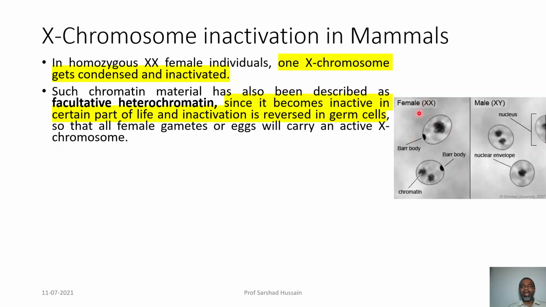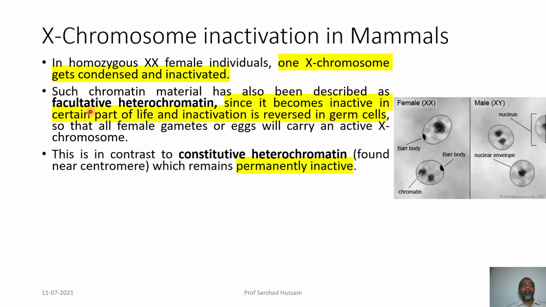both the eggs must receive an active X chromosome, because when this X chromosome fuses with the Y chromosome of the male, both of the X chromosomes must remain active, so that either gamete, when fused with the male gamete, must produce a healthy fertile male. It must not have some abnormality due to inactivation of one of the X chromosomes, and in the female also. So, it means that this inactivation of one of the two X chromosomes in the female is not permanent. It is reversed when the gametes are produced in the germ cells.